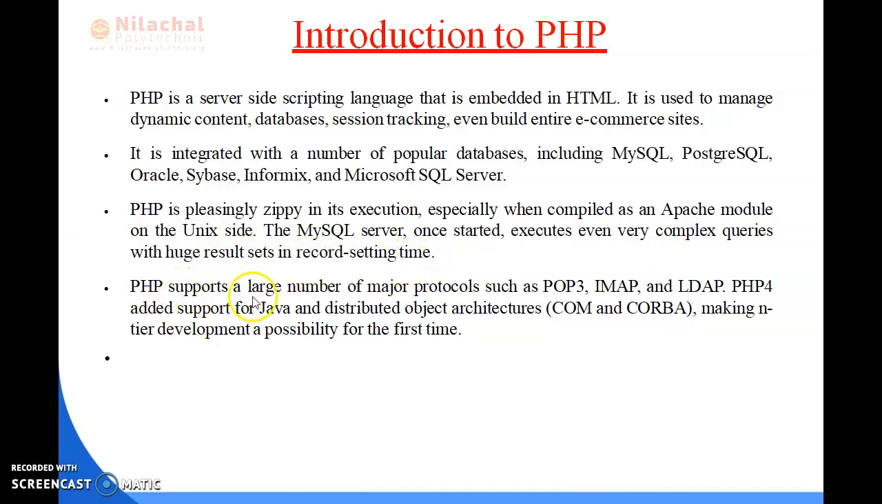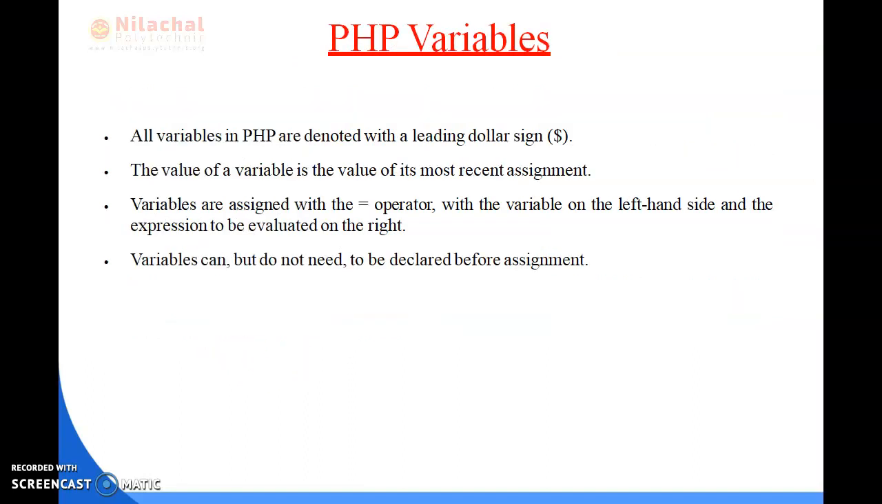PHP supports a large number of major protocols such as POP3, IMAP and LDAP. PHP 4 added support for Java and distributed object architectures, making enterprise development a possibility for the first time. So next, let's see the variables of PHP.